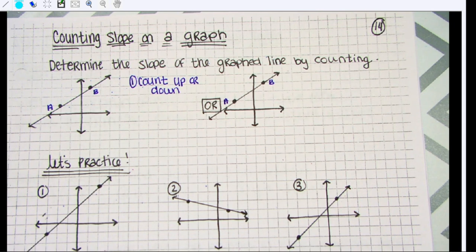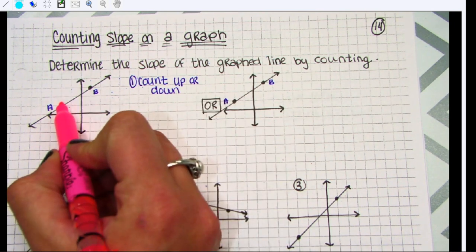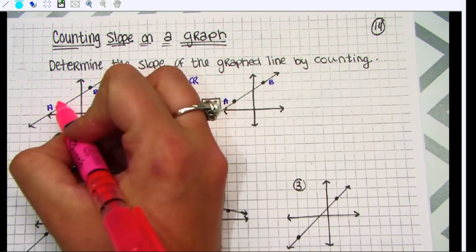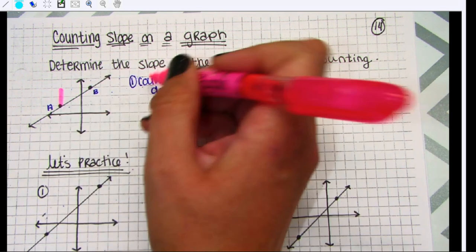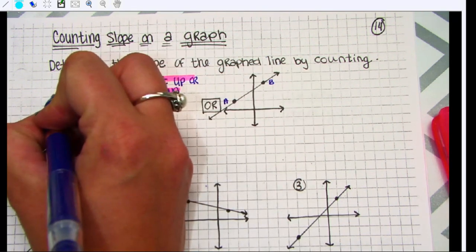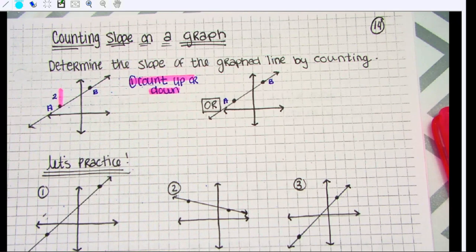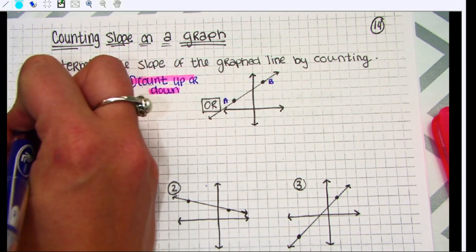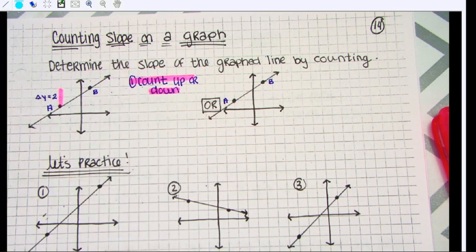How many steps does A have to go up to be even with B? 2. So I'm going to count 1, 2. That is my Y direction, and I'm going to put a little 2 here. Now, is that 2 positive or negative? Positive. Why is it positive? I went up 2. So right here, I'm going to put change in Y equals 2. I'm showing a lot of work because I want you to understand why we're doing this. So the change in Y, I'm going up 2.